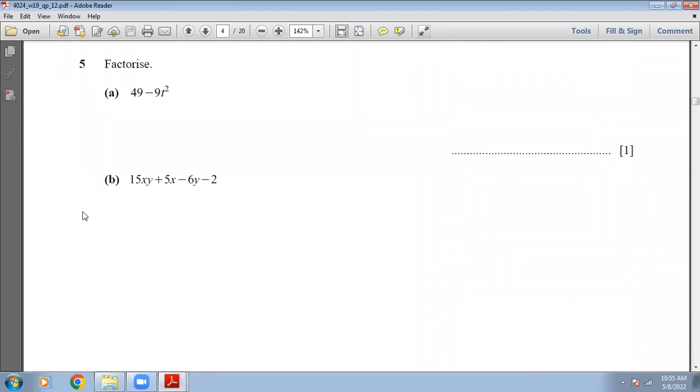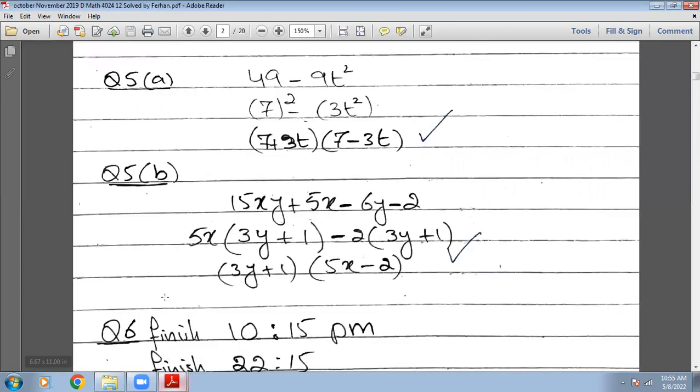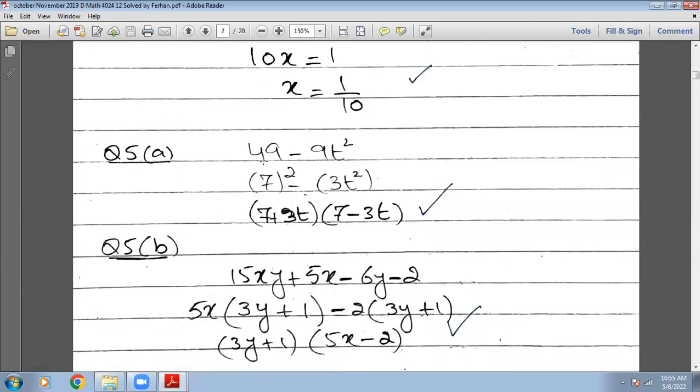Question number 5 is coming up on your screen. It says factorize 49 minus t squared. These are two perfect squares and we have a negative between them. You remember the formula: a square minus b square equals (a plus b)(a minus b). It's 7 square minus (3t) whole square. So you can apply that formula.